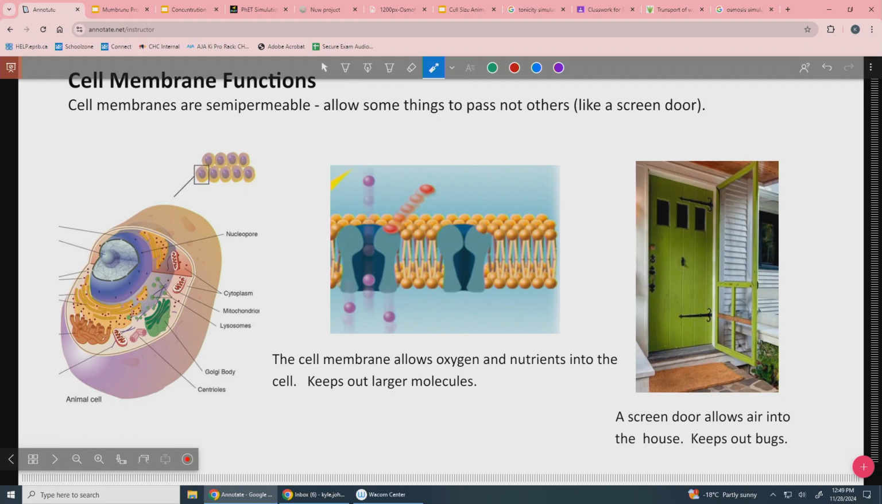All right, that's what the membrane is made of: phospholipids, proteins, and cholesterol. But what does it do? Cell membranes are semi-permeable, which means they allow some things to pass but not others, like a screen door. If it's hot in the summer, you want to let air into your house, but you don't want to let the bugs in. You leave the screen door closed, but you open your main door so that air can come in to cool down your house, but the bugs don't fly in. That's semi-permeable. It allows things like air to pass through, but it doesn't allow animals to come in.